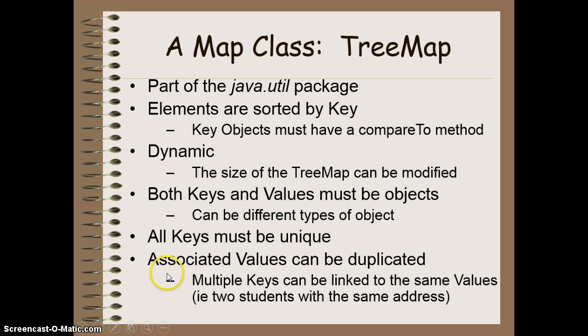We said that before. And associated values can be duplicated. So although keys must be unique, I can only have one specific student number, I can duplicate values. So I can have multiple keys linking to the same values. So for example, I can have two student numbers that both live at the same house. So I have multiple values there, right? Multiple keys pointing to the same value. I've got the same house or address listed twice. Okay?